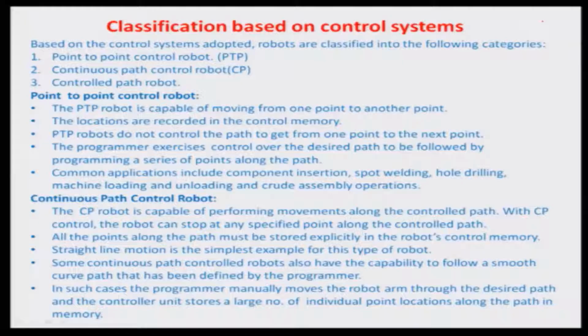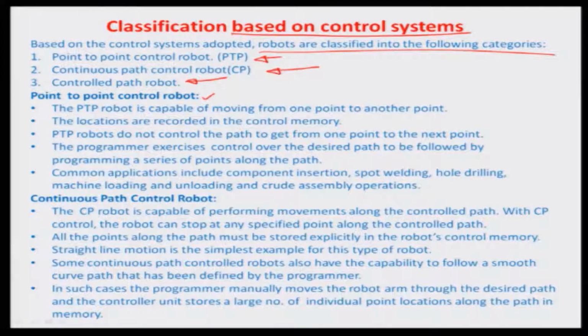So, we now classify the robots based on control systems. Based on the control systems adopted, robots are classified into point to point controlled robots, continuous path controlled robots, and controlled path robots. So, let us look at what these various classifications are.